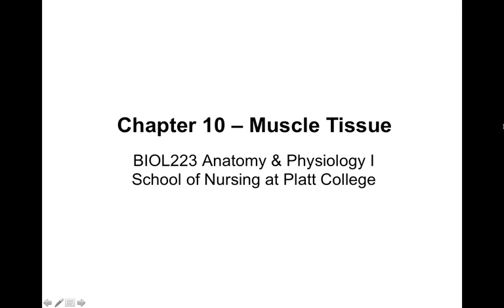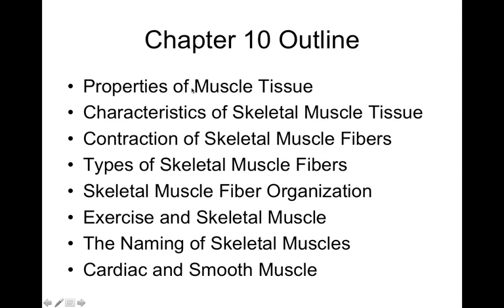All right, so in chapter 10, we're going to talk about muscle tissue. In this chapter, we're going to talk about some of the major properties and characteristics of muscle tissue, like the microscopic level and the gross anatomical level, as well as how skeletal muscles contract or produce force. We'll talk about the different types of skeletal muscle fibers, how they're organized, a little bit about exercise, as well as how muscles are named. And then a little bit on cardiac and smooth muscle.